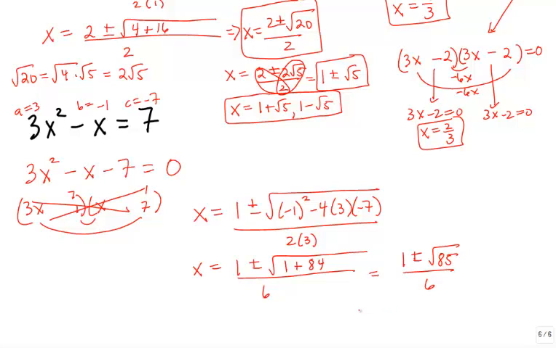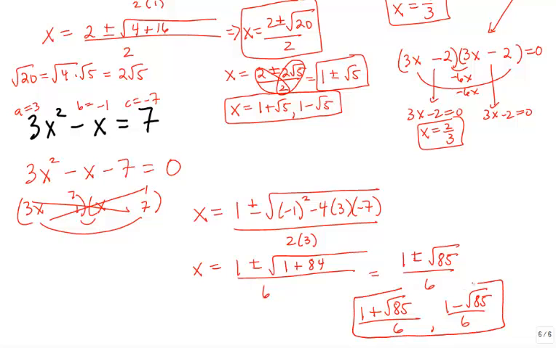And that's two different solutions. That's 1 plus root 85 all over 6, and 1 minus root 85 all over 6. And the square root of 85 does not reduce. It doesn't have any perfect squares that go into it. So that's why I can stop here, and this is considered my exact solution.